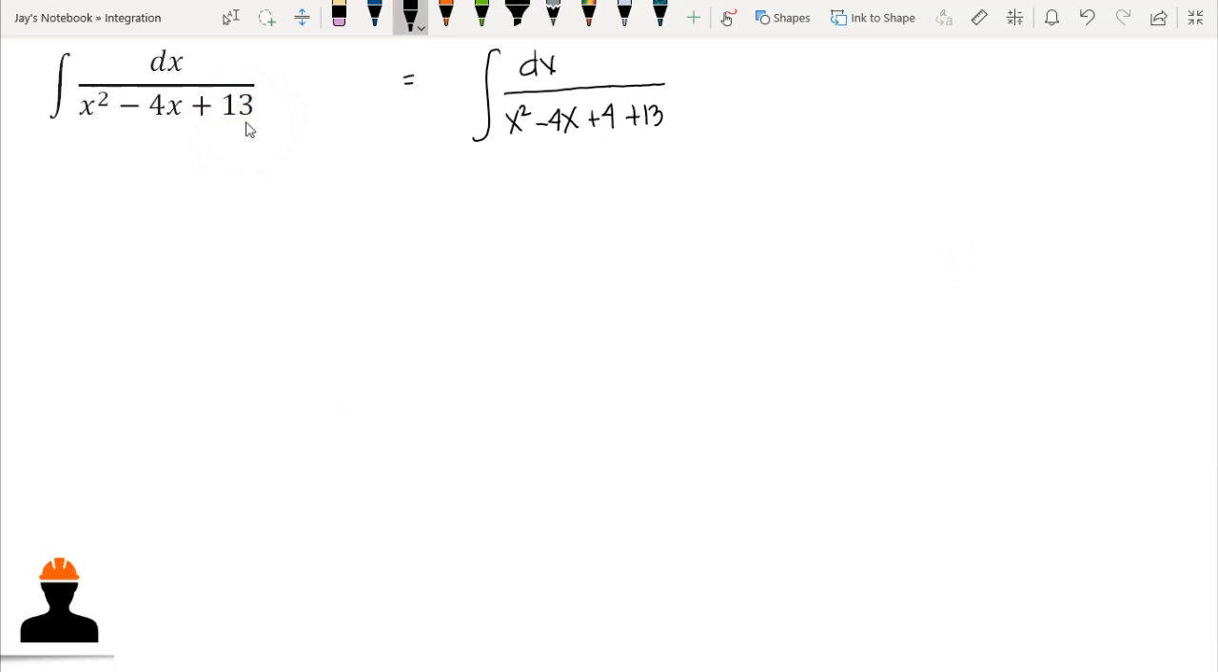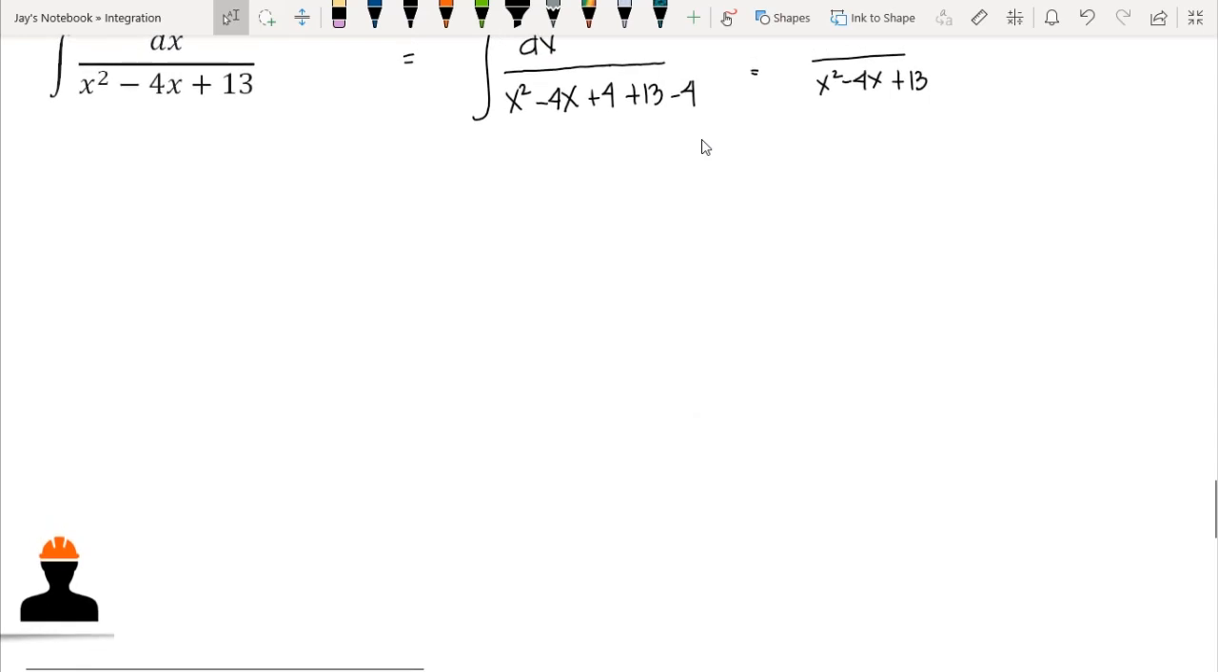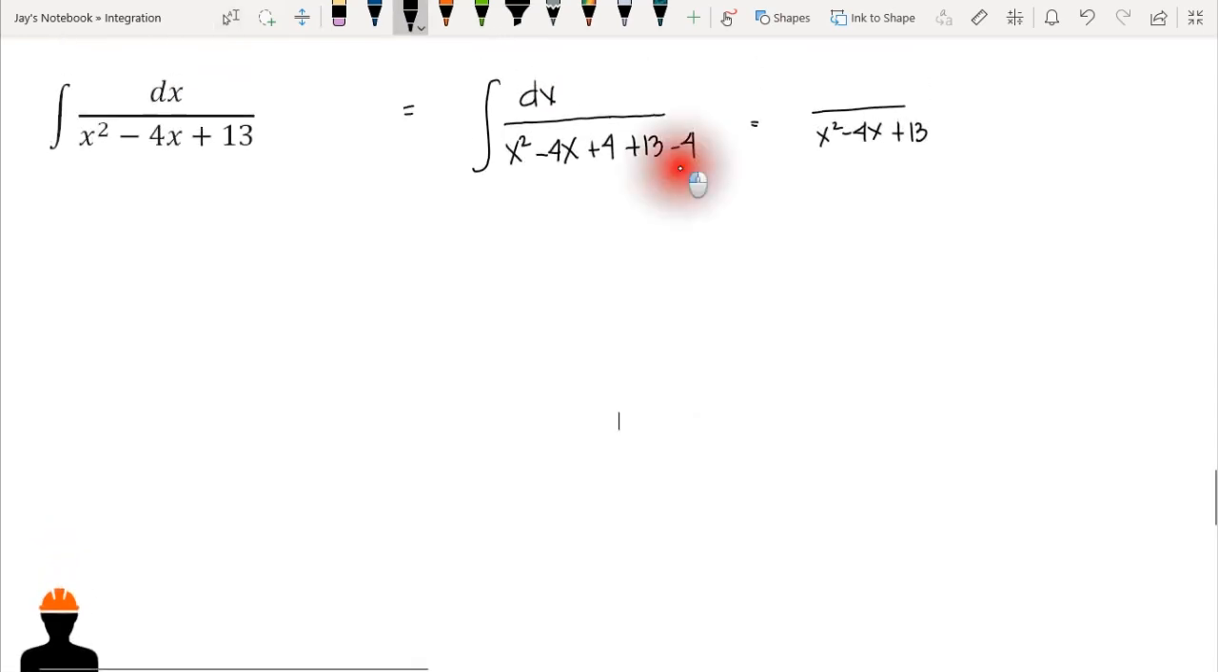Upon introducing positive 4 in the denominator, the value of our equation has changed. In order to balance the equation, we need to add negative 4 in the denominator. Why? So that 4 minus 4 is equal to 0. We still have x squared minus 4x plus 13 in the denominator, since 4 and negative 4 give us 0, as if we are not changing our denominator, as if we are not introducing a number. So you need to come up with the same number but in opposite sign.